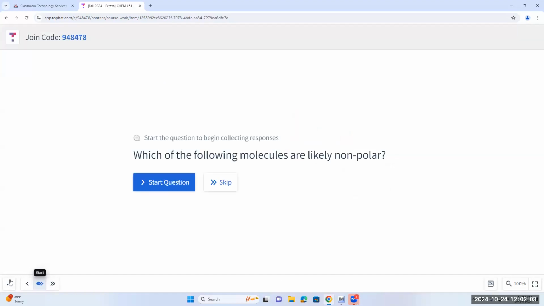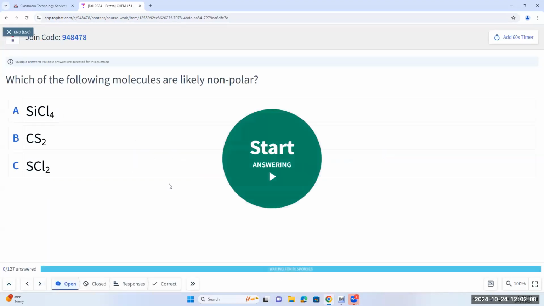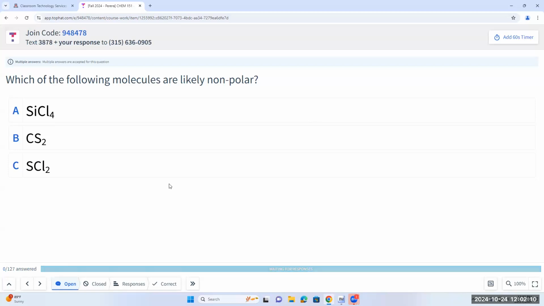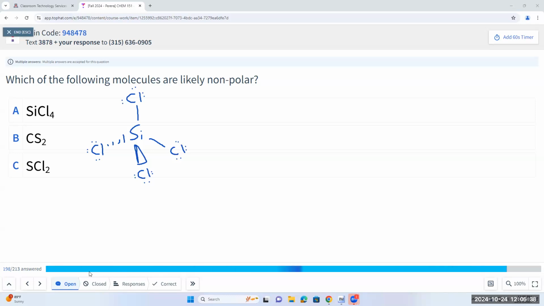They add up to 0, which is wonderful. Now let's try this question. Here we go. Tetrachloride, SiCl4 for you. I'm going to close this question in 5, 4, 3, 2, and 1.